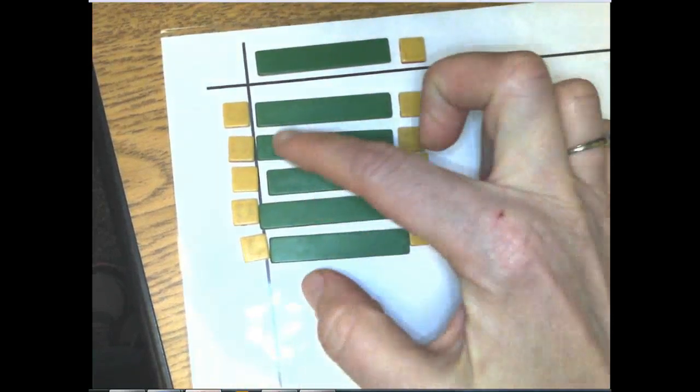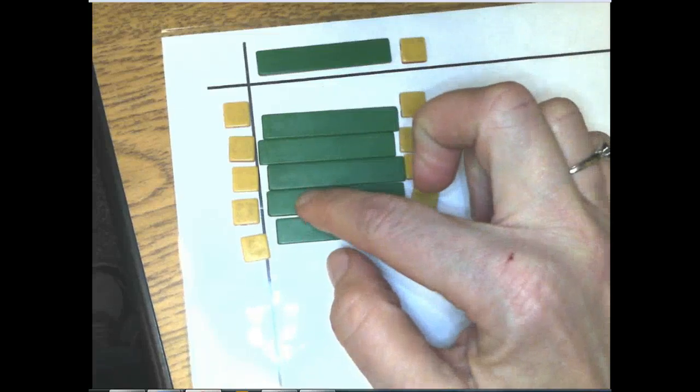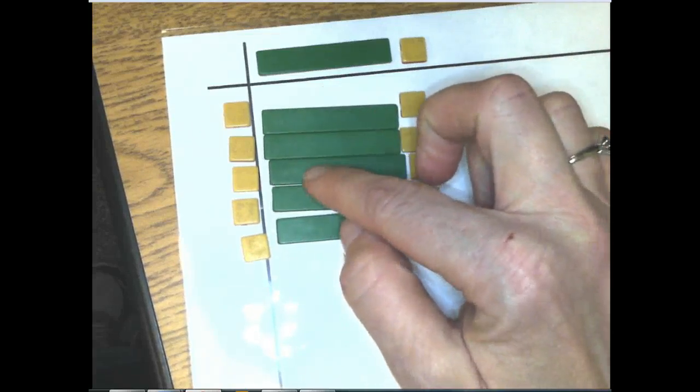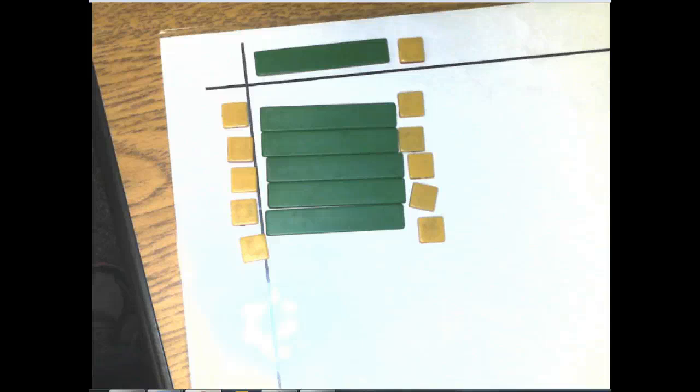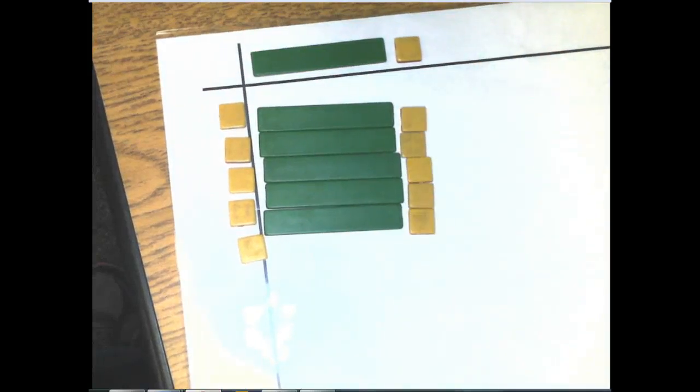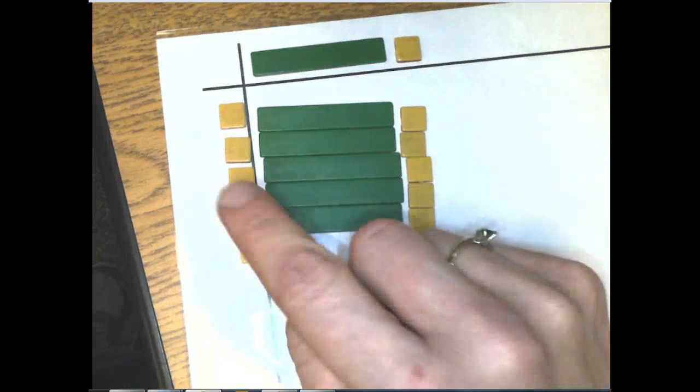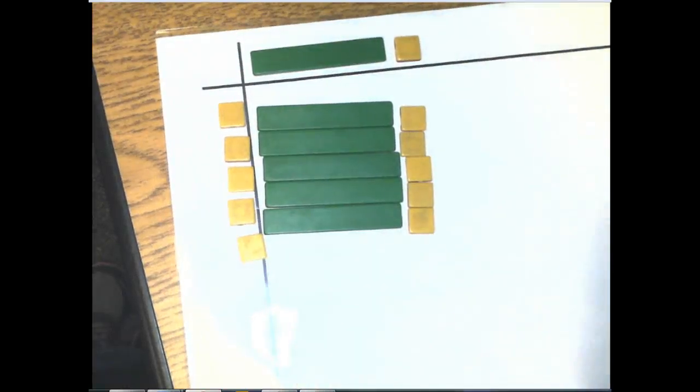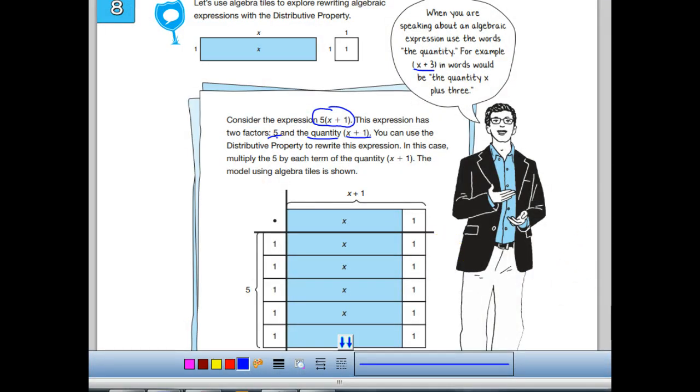So let's add all of my like terms together, right? I have how many x's? Hopefully you said 5 x's. And how many 1s? How many of my constant? I have 5. So what is 5 groups of x plus 1? It's 5x plus 5. Okay, and that's what they're showing down here, isn't it?